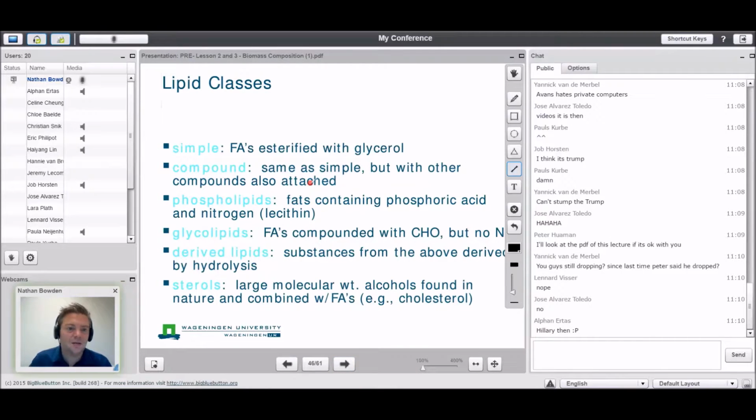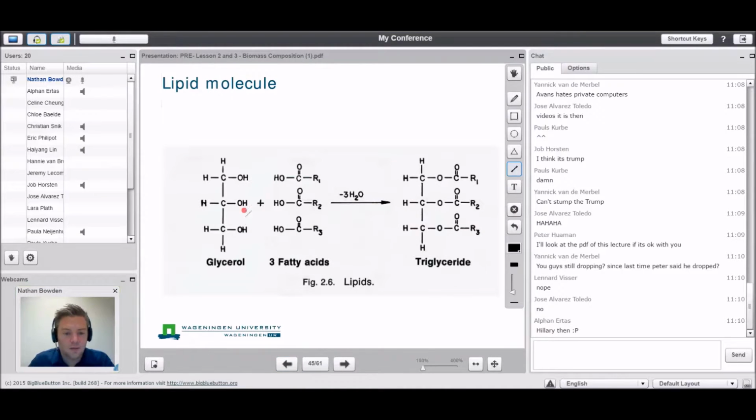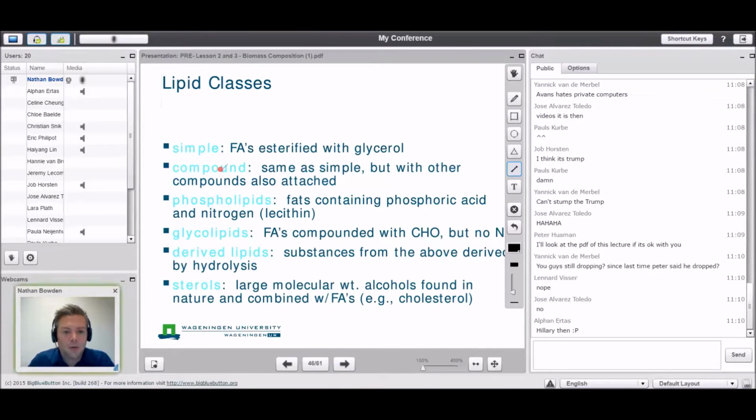We have different classes of lipids. A simple lipid is a fatty acid esterified with glycerol. So like here, you have a fatty acid and a glycerol. That's a simple. You have compound lipids, which are the same as a simple, but with other compounds also attached. So they just have maybe a phenol, maybe whatever attached to it. A phospholipid is a fat which contains phosphoric acid and nitrogen. An example is lecithin. You have glycolipids, which are fatty acids compounded with a CHO, a kind of sugar.